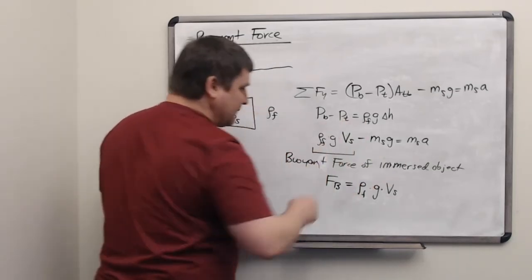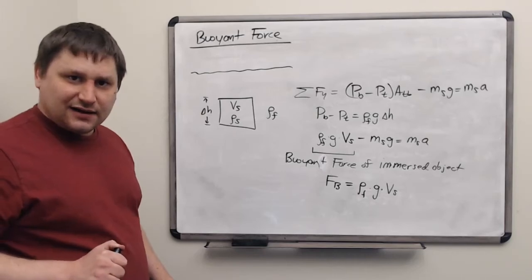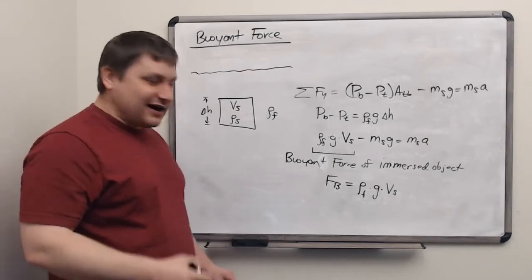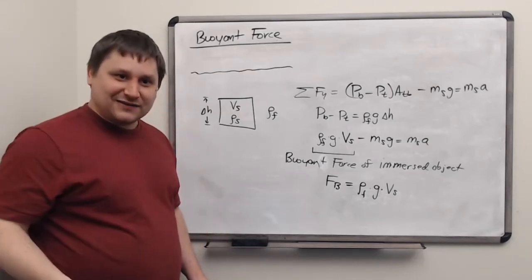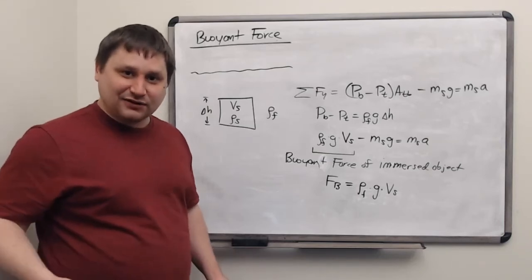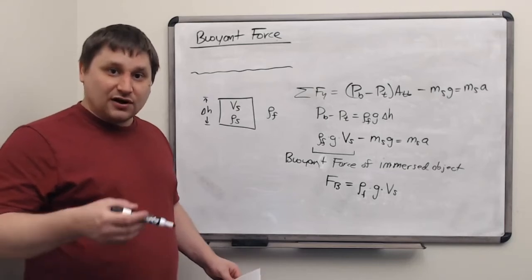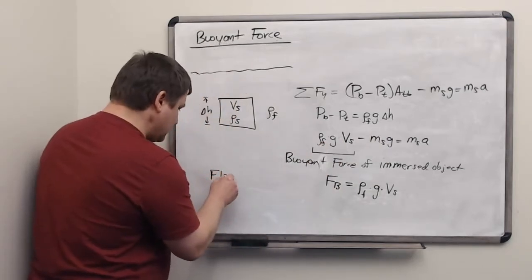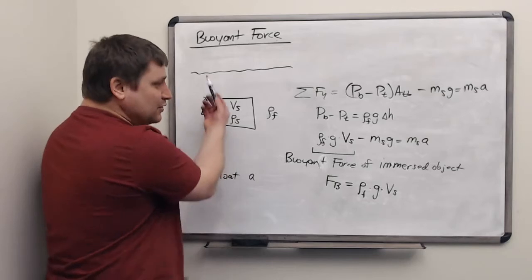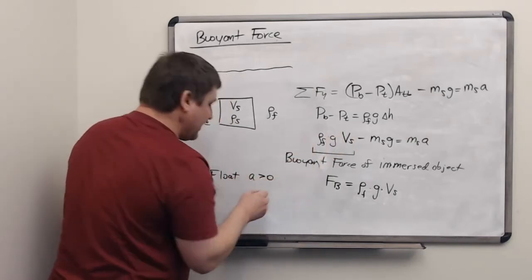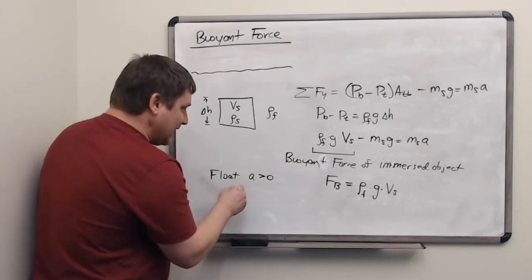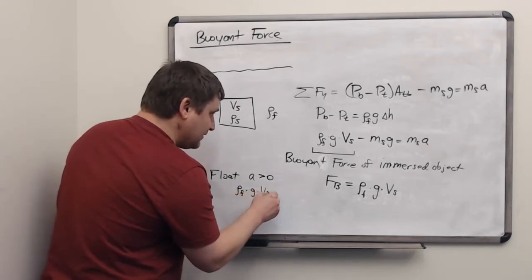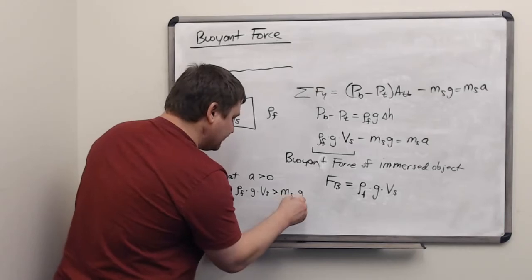Okay, so for immersed objects, a frequent question, one of the earliest examples of a scientist answering a famous question, is the question of Archimedes and Archimedes' solution to that question, called Archimedes' principle, which determines whether an object will float or sink. So let's look at that. For an object to float, that implies that it's going to start moving upwards. So the acceleration would be greater than zero. And that implies that rho of the fluid times g times volume of the solid is greater than the mass of the solid times g.